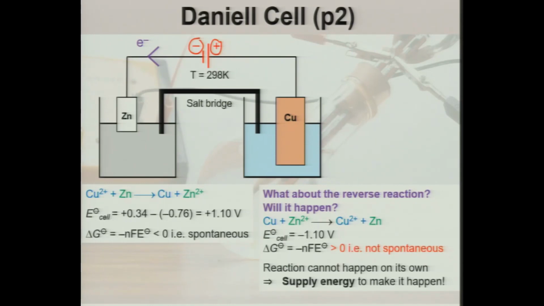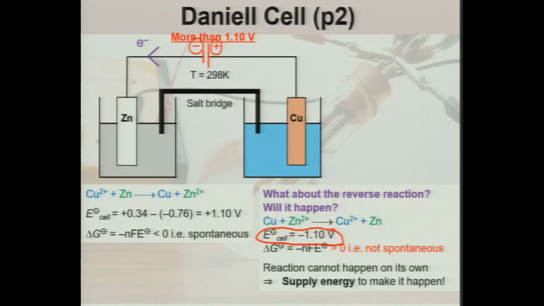Because here the E0 cell is negative 1.1 volt, correct? So if I want to force the reaction to happen, even though it won't, I need to supply more than 1.1 volts. Does that make sense? Makes sense, right? And what happens when I supply more than 1.1 volt? Look at the diagram, please. As I supply more than 1.1 volt, my copper electrode gets smaller, my zinc electrode gets bigger, correct? My copper 2+ concentration starts going up also, yes?